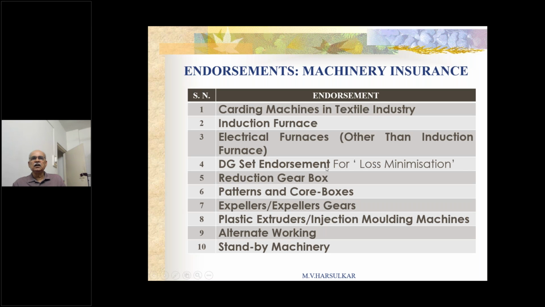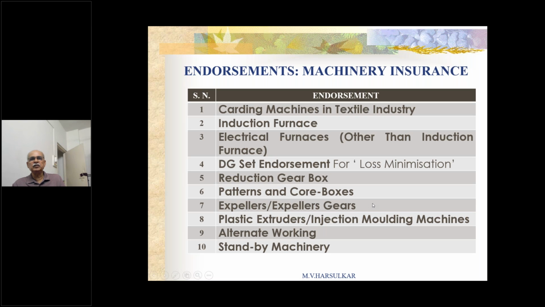Then the DG set endorsement for loss minimization. Now with this endorsement, there are practical issues involved, which I will discuss at the time of discussing this endorsement. Then reduction gearbox, patterns and core boxes. Whenever you are covering any casting, and many machines have castings covered, this endorsement should be attached in the machinery breakdown policy.